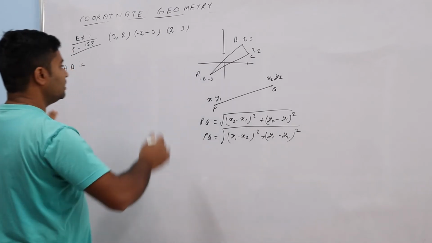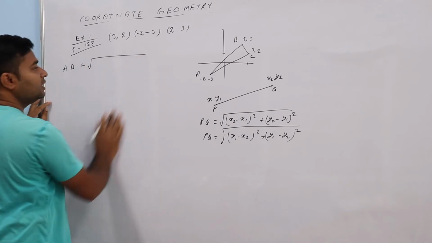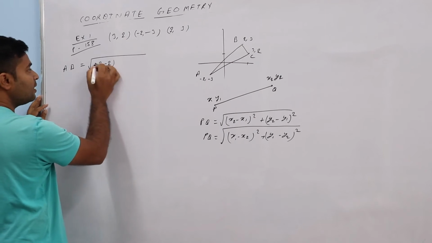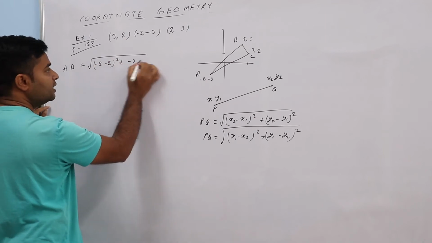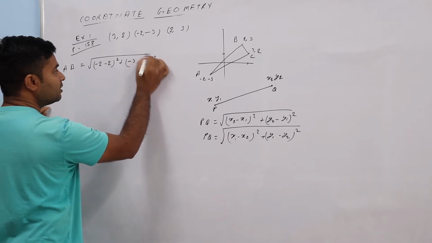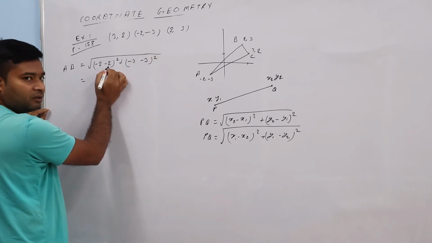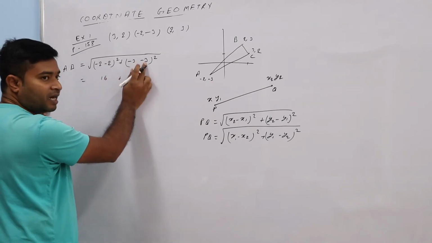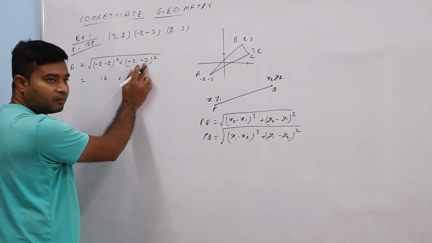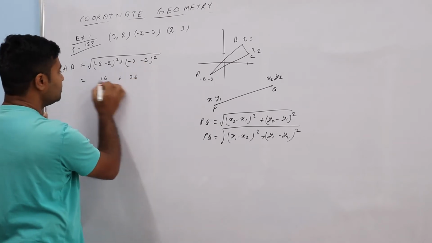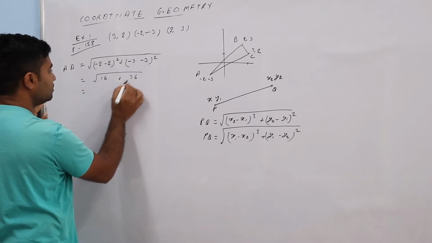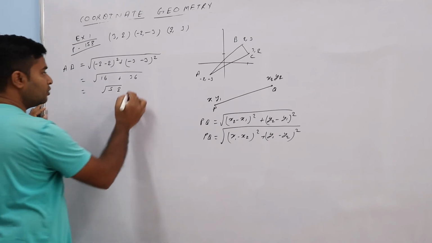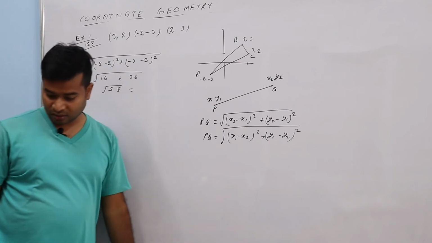So now apply. I am finding AB. So (-2 minus 3) square plus (-3 minus 2) square. Means this is -5, and -5 square is 25, and... Means root over 52. Root over 52 means how much?